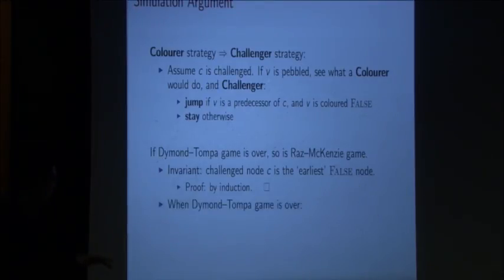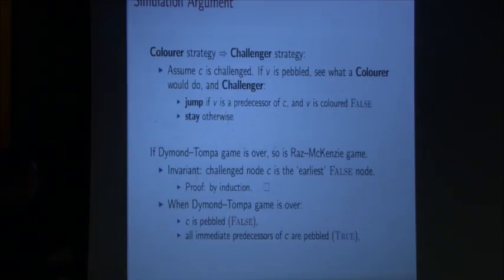If you maintain this invariant, then if the diamond topology Pebble game is over, it means that the charged node is pebbled and all immediate predecessors are pebbled. It means that in the Ross-Mackenzie Pebble game, the current node is false and all immediate predecessors are true. So the Ross-Mackenzie Pebble game is over. So this proves the lower bound.